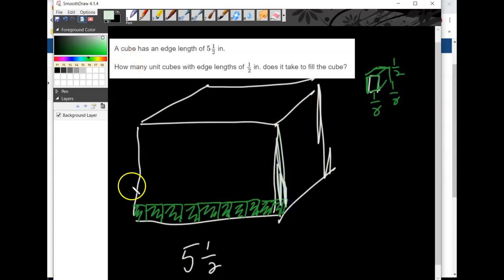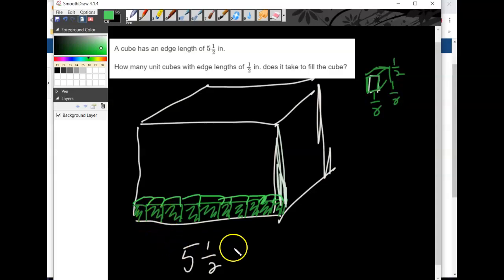Let me adjust my drawing a little bit. Those are these little green unit cubes. Sorry for the crude drawing. I'm not really that good at drawing these things. But I'm trying to fit those little 1/2 by 1/2 by 1/2 unit cubes into my larger cube.